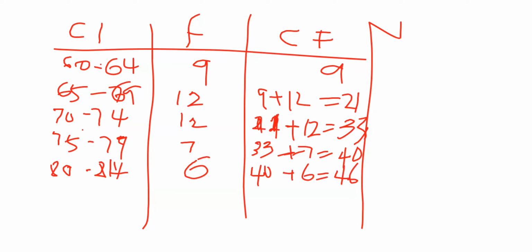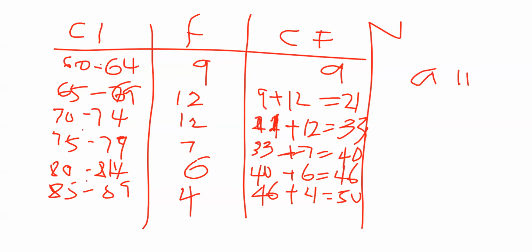And finally, 85 to 89. The frequency at that time was 4. And that confirms to us, according to the question, there are 50 outlets. And when we add all, the last one should give us 50. So this one is alphabet A, Roman figure 2. The other one I did was alphabet A, Roman figure 1.